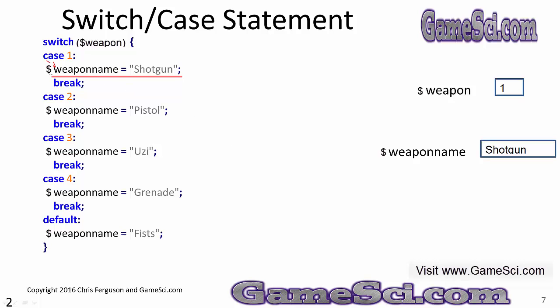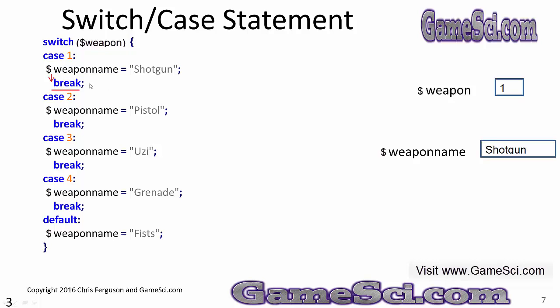Since we had a match, I will go inside the case 1 code and execute weapon name equals shotgun. You can see I've stored shotgun in my variable weapon name. That's it. When weapon matches the case, you execute that code. I will select one of 5 different paths. Just like the else if, what I'm doing is choosing one of these 5 different sets of code to execute. And since weapon matched case 1, this executes.